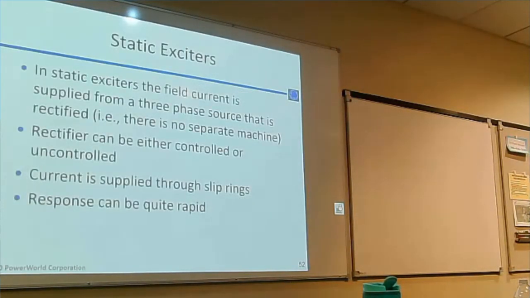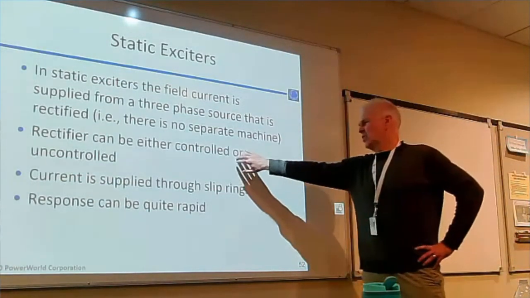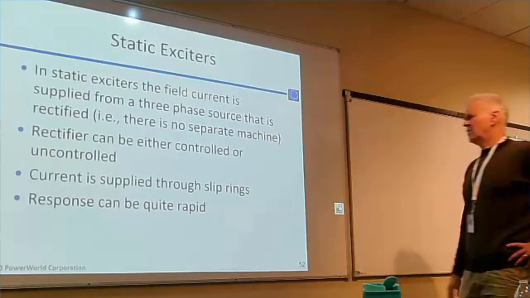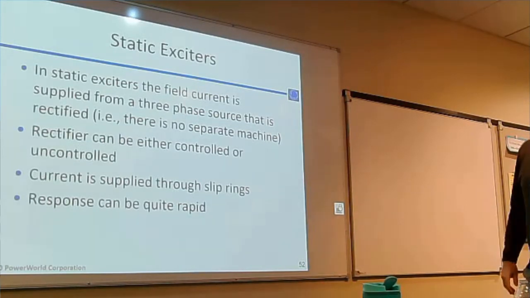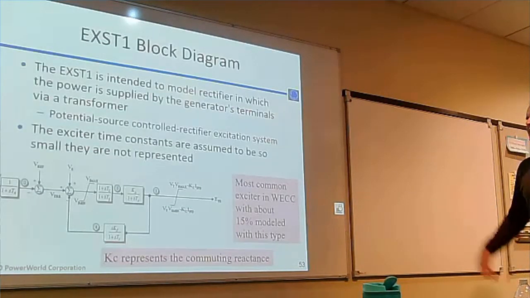Okay, static exciters. In a static exciter, the field current is supplied from a three-phase source that is rectified, so there's no separate machine. The rectifier can be either controlled or uncontrolled. Current is supplied through the slip rings. Just on a static exciter, you can get very fast response. So that's an EXST1 block diagram. You might notice something has vanished.